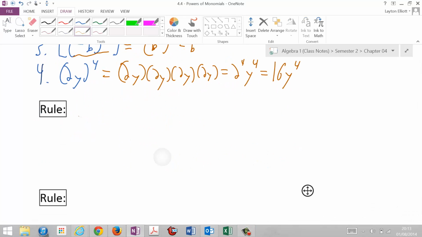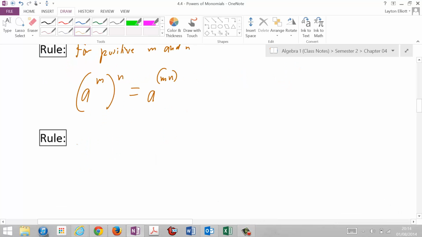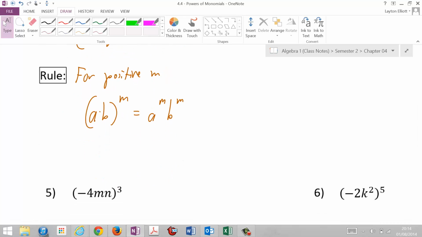So the rule we're going to say is for positive m and n, a to the m to the nth power is equal to a to the m times n. And that's a dot in between those. And the second one is for positive m, ab to the m power, a times b to the m power, is equal to a to the m times b to the m. Don't think about that as distributing because you're going to throw yourself off.